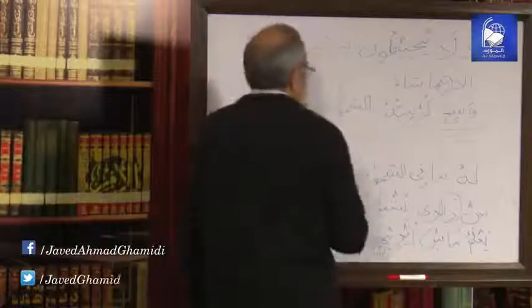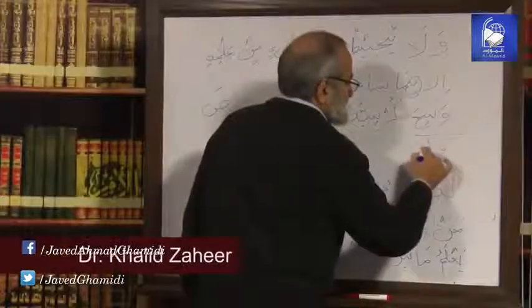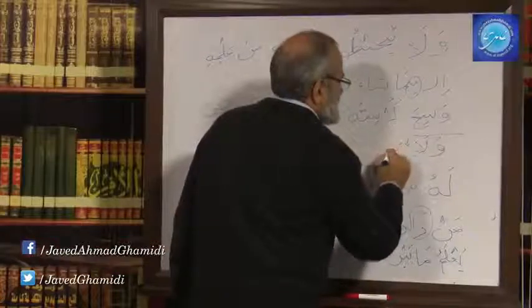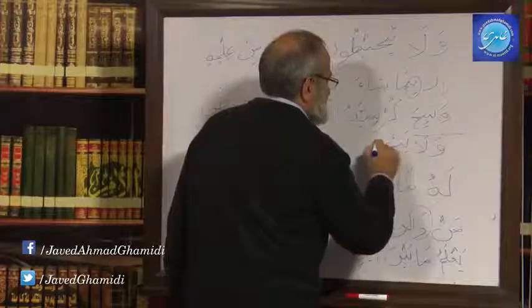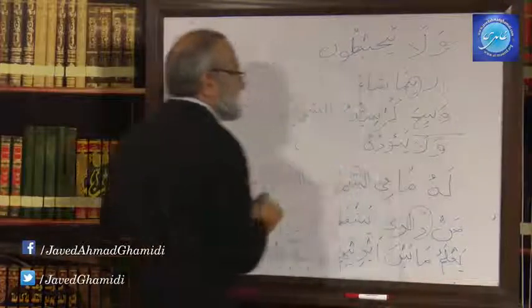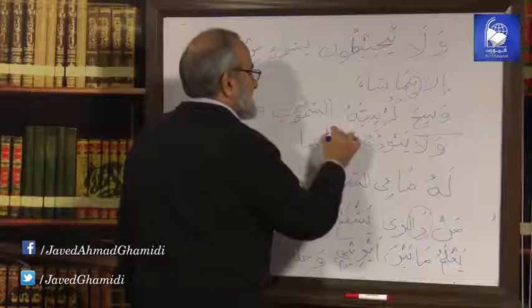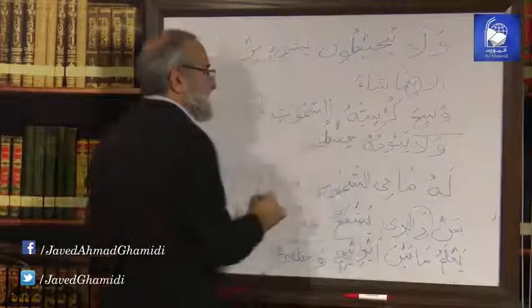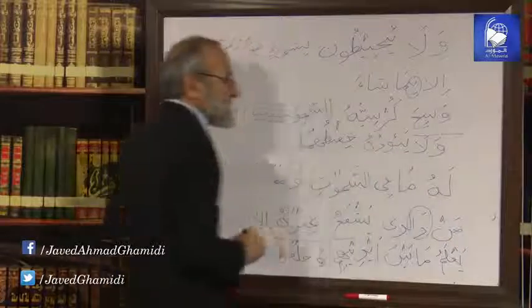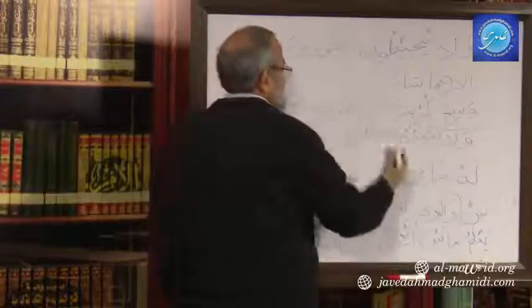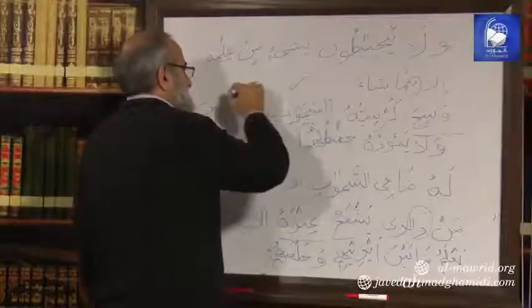Wasi'a kursiyuhu samawati wal arda wala yauduhu. And it doesn't tire him. This is a verb. What doesn't tire him? Hifzuhuma. So hifzuhuma is therefore in the form of rafa. Why? Because this is the fa'il of yaudu. What doesn't tire him? Their hifz, their taking care. The care of them. Hifzuhuma, of both. This is tasniya, meant for as-samawat, wal ard, there too.